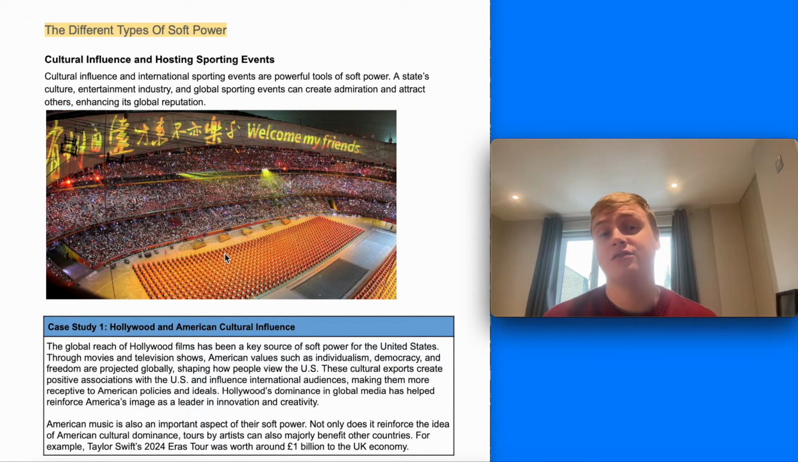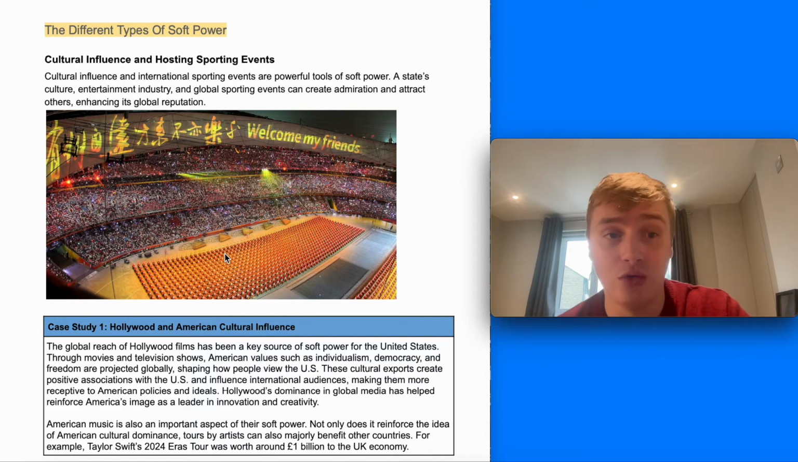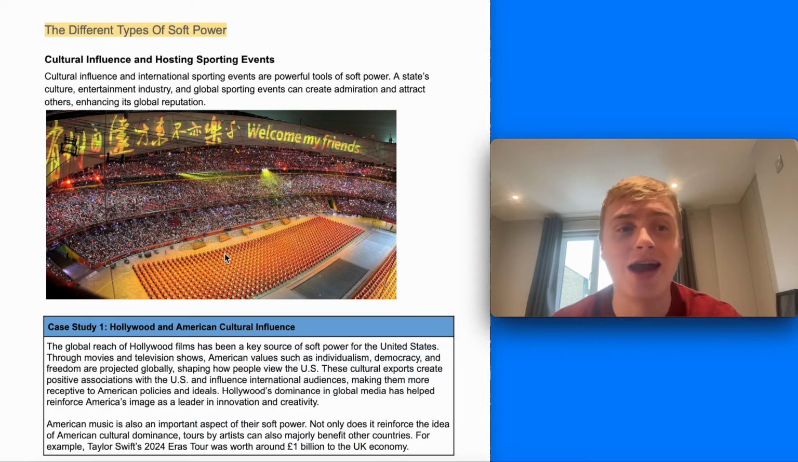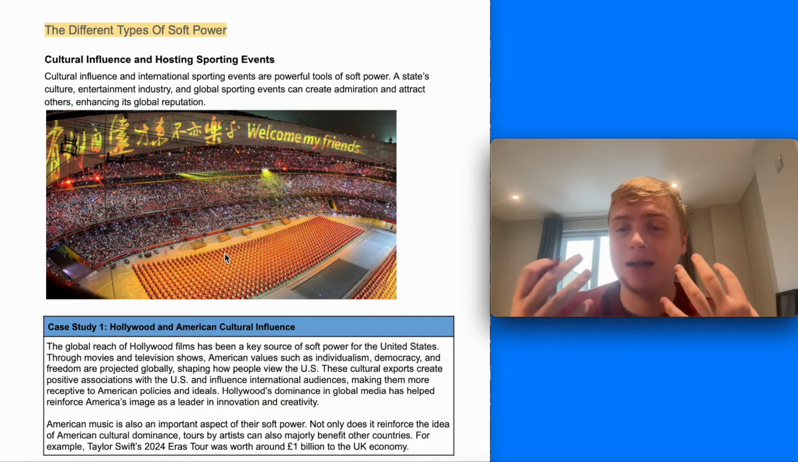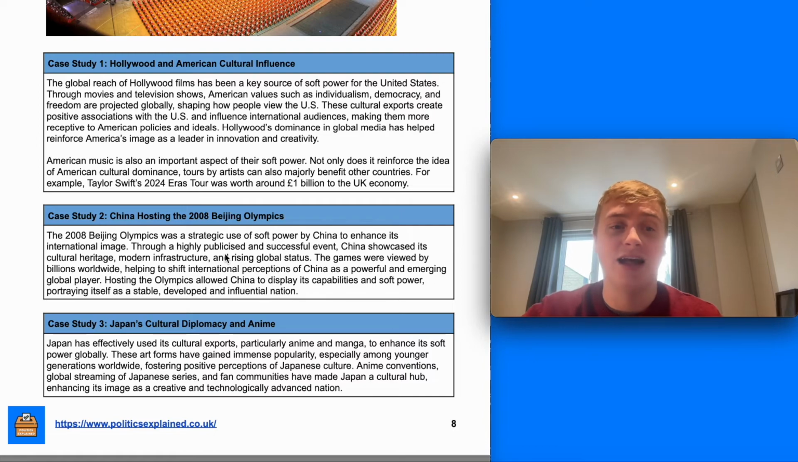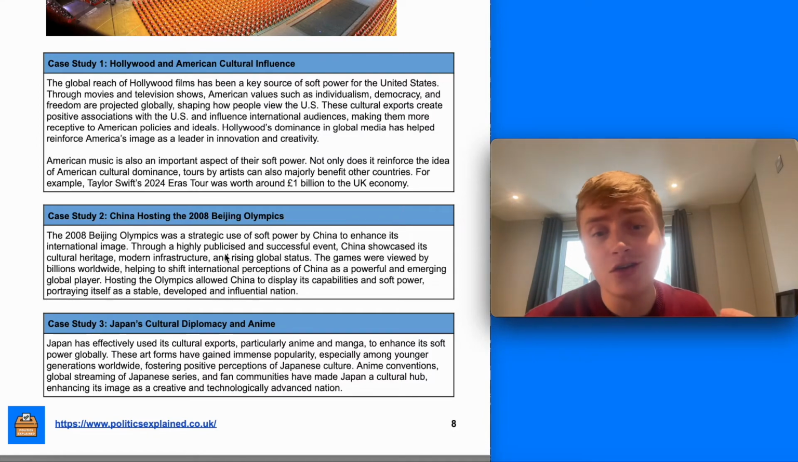There are a number of different examples and types of soft power. The first one I think is cultural influence. Linked to that you can also bring in hosting sports events. These can be powerful tools for soft power, as they can create admiration and attract states to a state and really project an image of that state to the global international community that can increase their ability to influence other states. For me, the best example of this is actually China hosting the 2008 Beijing Olympics, which is a strategic use of soft power by China.